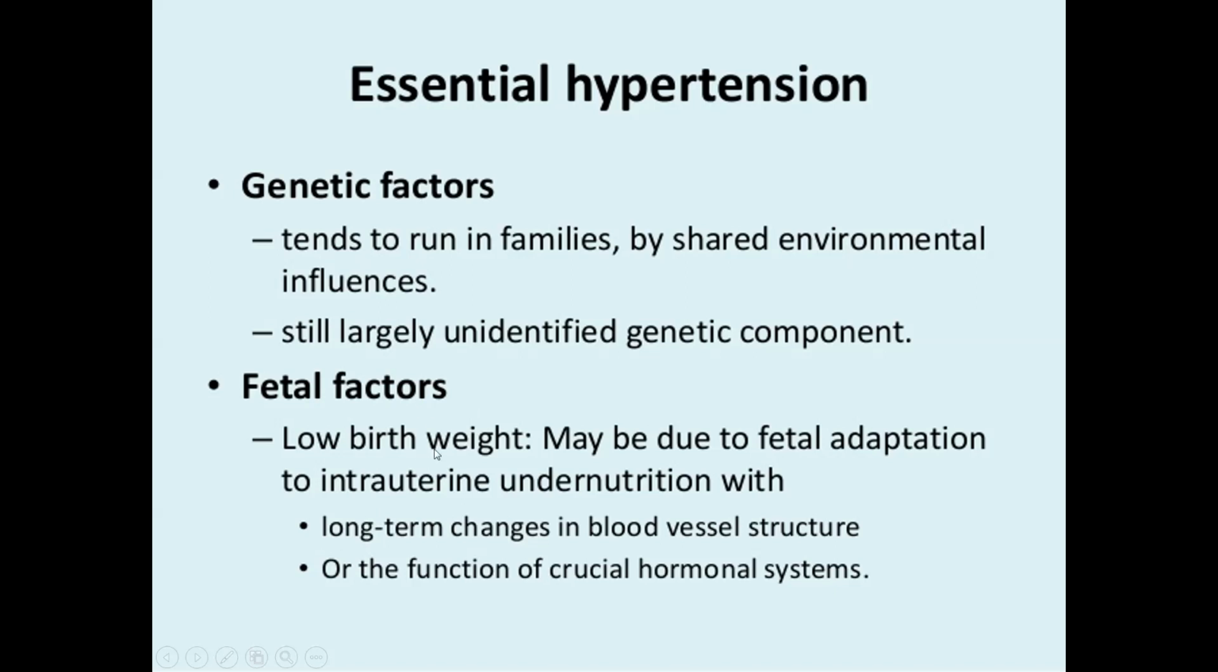Fetal factors, low birth weight. If a baby is born with a low birth weight or is preterm, it is assumed that its blood vessels, hormonal systems or kidneys, taking into account that their mass or structure is not appropriate enough to maintain normal and healthy homeostasis in terms of blood pressure in adult life. So they have a relatively higher risk of being hypertensive in their adult age.